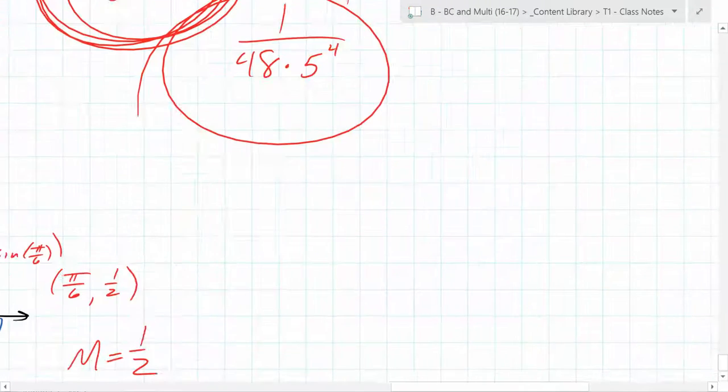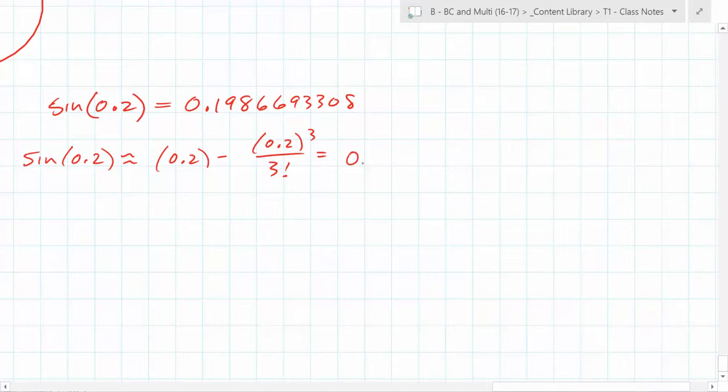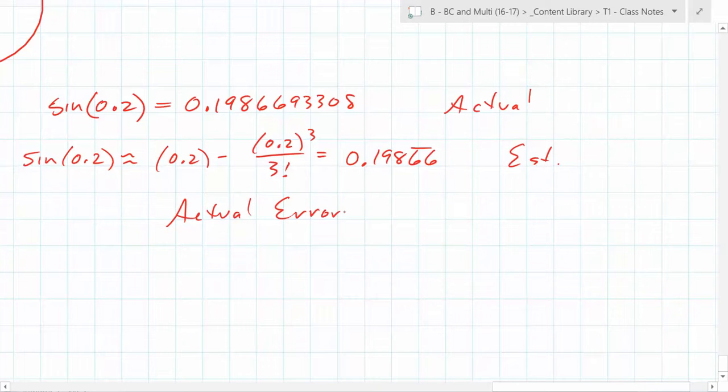So Wiley, on your calculator, do this for me. What is sine of 0.2? Can you do that for me, Wiley? Tell me what it is. 0.19866, it goes on like that, right? Nice. So if this is our estimate, and this is the actual, we could find the actual error, right? What's the actual error going to be on this one? Someone do that for me. Find me the actual error. Oh yeah, 2.6, 6, 4, times 10 to the negative 6, I think, right? That's the actual error. Does everybody agree with me right there?